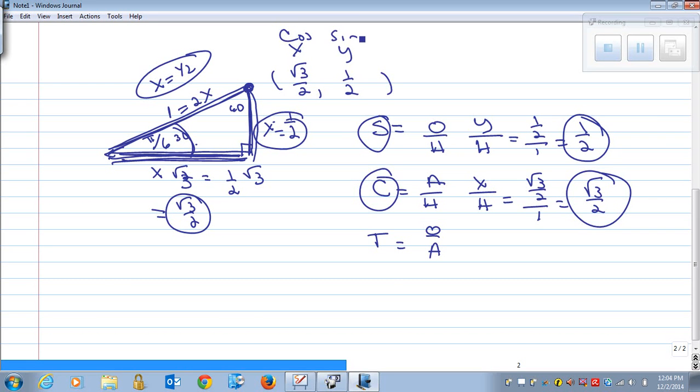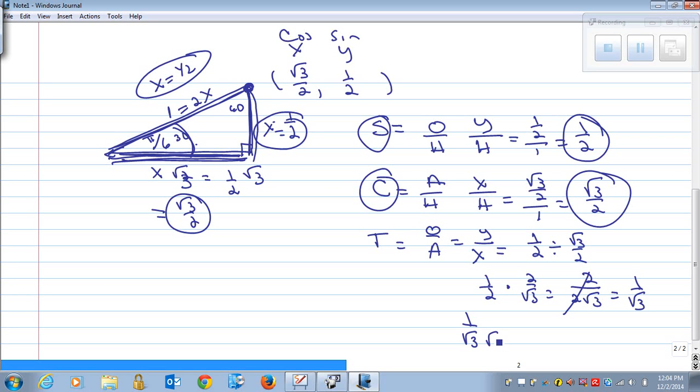And then finally, tan is opposite over adjacent. Opposite would be the y, adjacent would be the x. In this case, the y value is 1/2, and we would be dividing by the x value of the square root of 3 over 2. I'm just going to go through the math here. We would have 1/2 times 2 over the square root of 3, which would give us 2 over 2 square root of 3. The 2's would cancel out. We would have 1 over the square root of 3. If we rationalize it by multiplying by the square root of 3 over the square root of 3, it gives us the square root of 3 over 3. And that is our tan value.